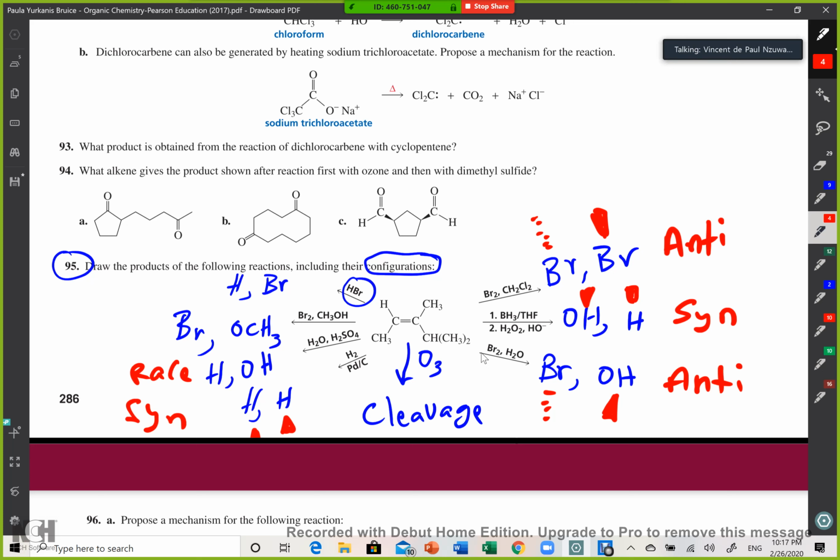Then the next reaction that we have over here will be an example of an anti-addition again. That's another anti-addition, meaning one of them will be on the dash and the other one will be on the wedge. Then the last but not the least reaction, because it goes through the formation of a carbocation, that will give you a racemic.